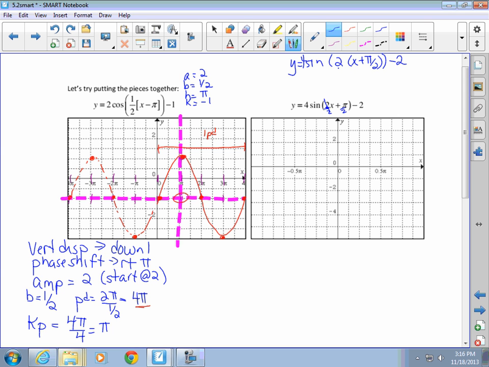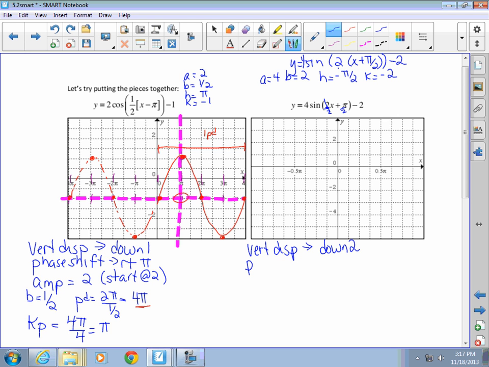So in this one, my a is a 4, so my amplitude is going to be 4 times up: when it normally went up by 1, I'm going to go 1 times 4. My b value is a 2, so that's going to affect my period and my key points. My h is a positive pi over 2, so that means it's a minus pi over 2, and my k is equal to negative 2. So when I put that all together, my vertical displacement, that's the k value, means I'm going down 2.